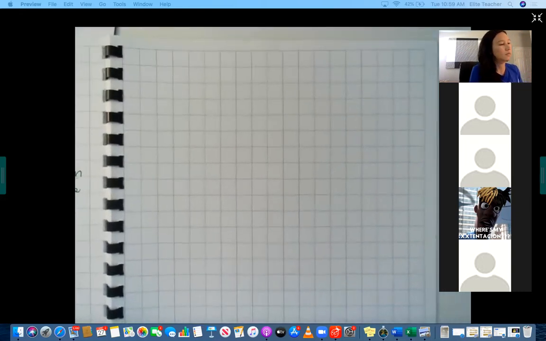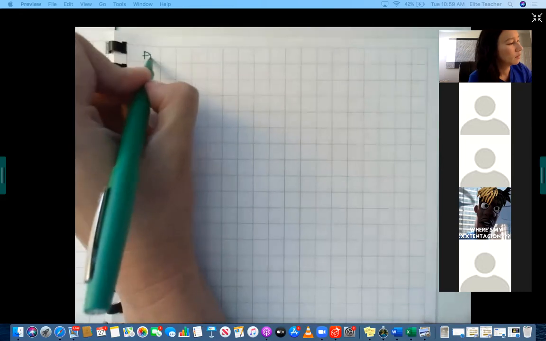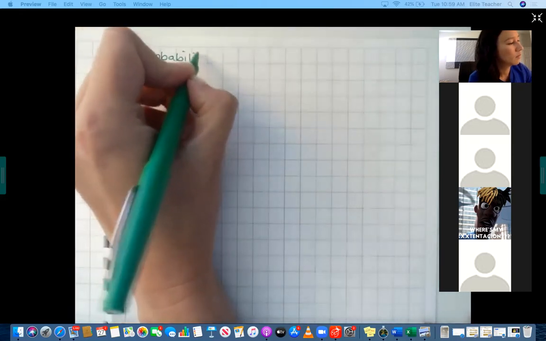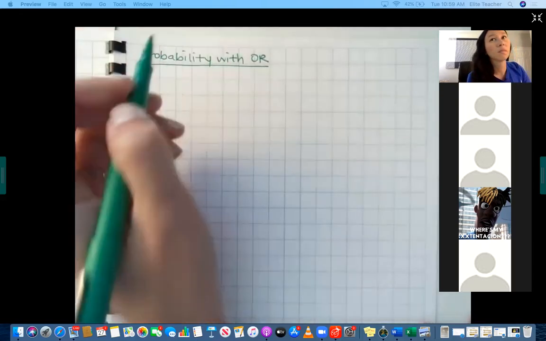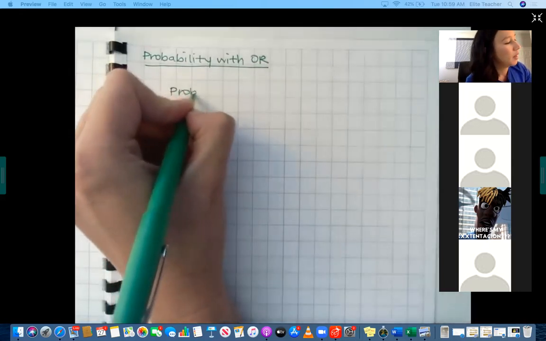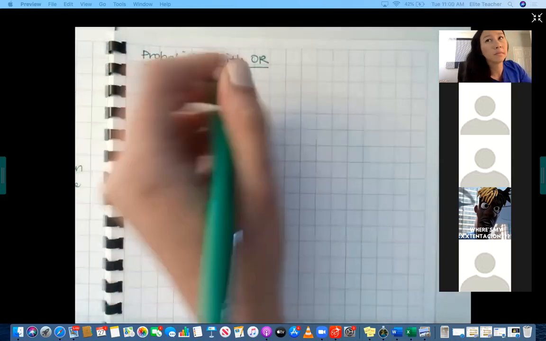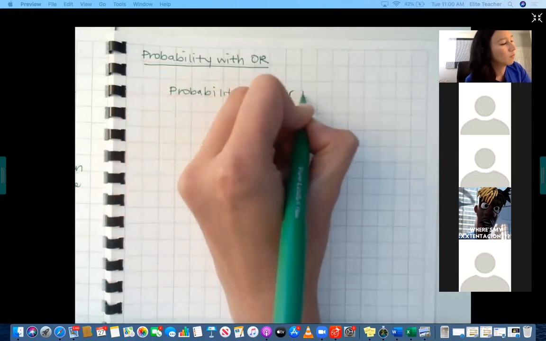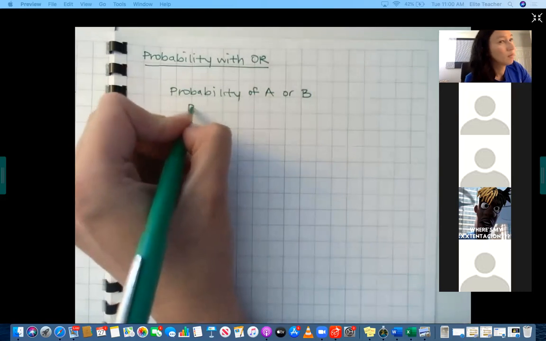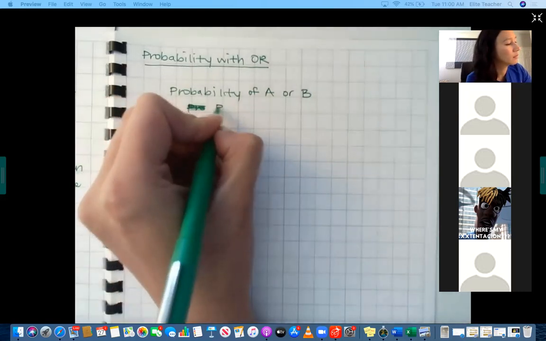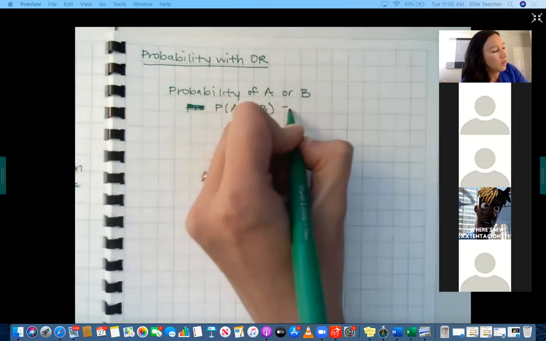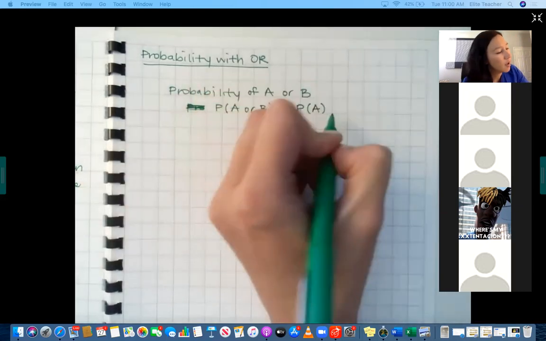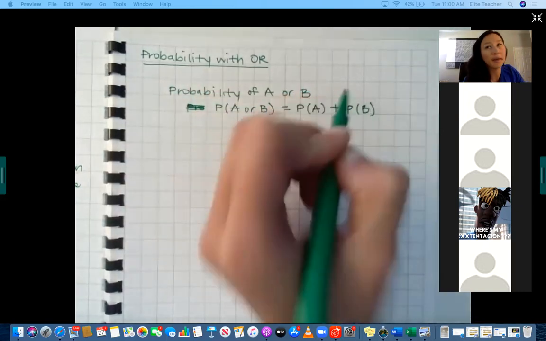Okay, now we're going to do probability with or. So the probability of A or B. So we can just put in parentheses, the probability of A or B equals the probability of A happening plus the probability of B happening.